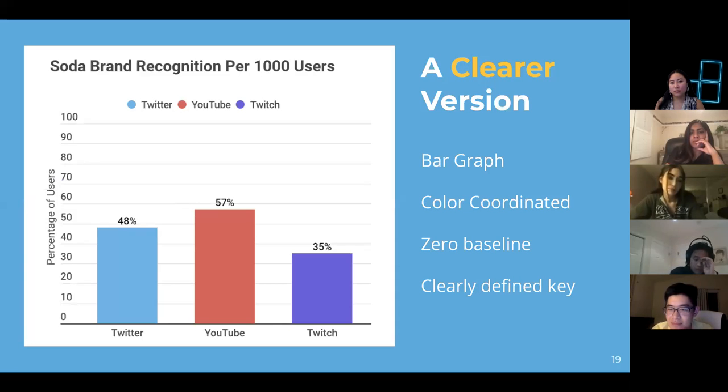So here is a redone version that I made. I made this in Infogram. Shout out to that platform. But adding a clearer key, better coordination, and a bar graph.